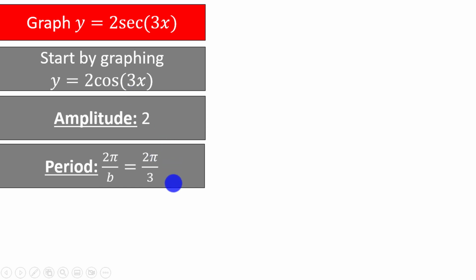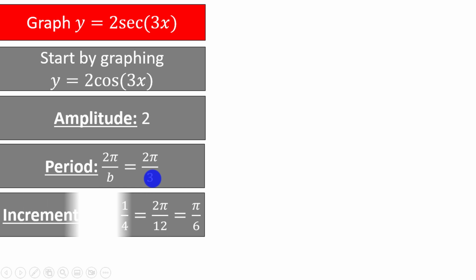We will have important points on the graph of y equals 2 times the cosine of 3x at every quarter of the period. I've been calling this the increment. In our case, 2 pi over 3 times 1 quarter, or 1 over 4, is equal to 2 pi over 12, which reduces to 2 pi over 6. That means we will have an important point on the graph of y equals 2 times the cosine of 3x at every pi over 6 radians.